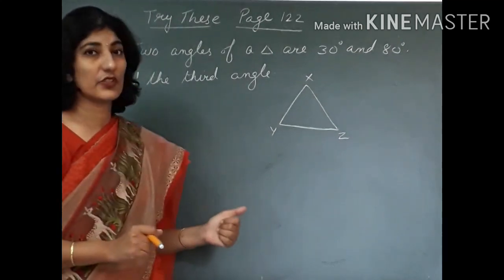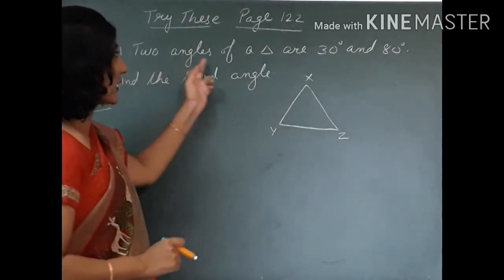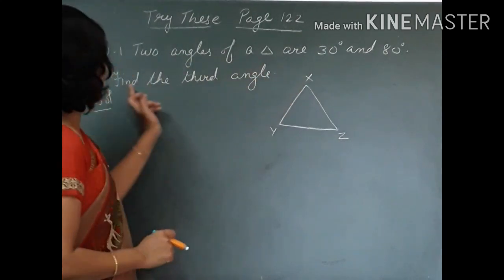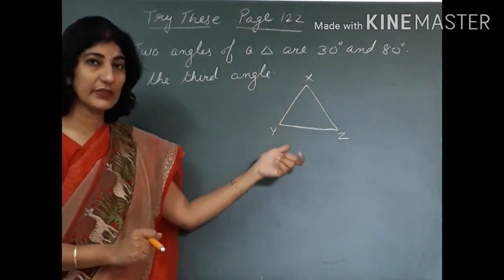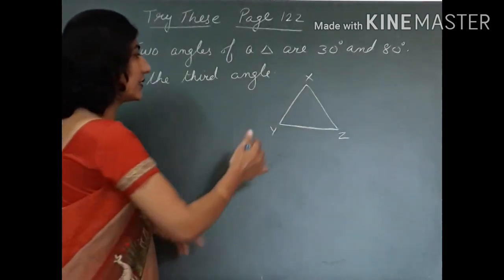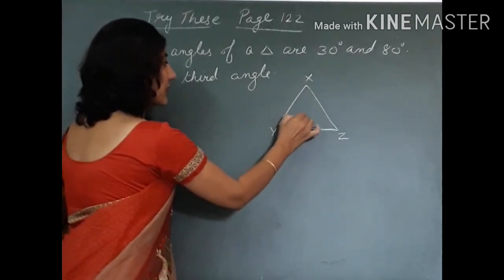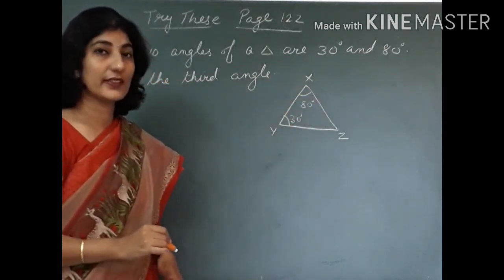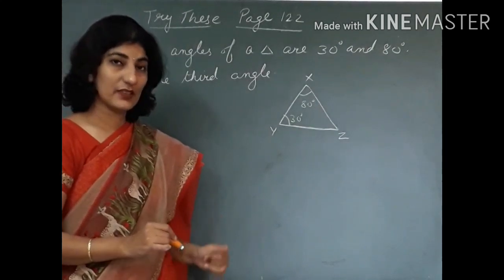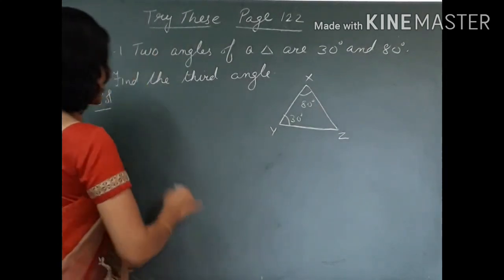Let us understand this, try this. First question is, two angles of a triangle are 30 degree and 80 degree, find the third angle. I have drawn here a triangle. Name this triangle as XYZ. Two angles are given. Any two angles you can mark 30 degree and 80 degree. Now what property you will apply to find the third angle? You will apply ASP of triangle, angle sum property of triangle.